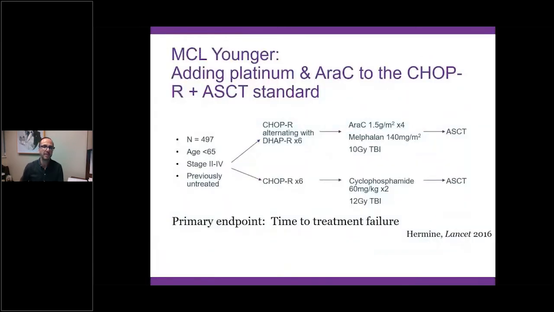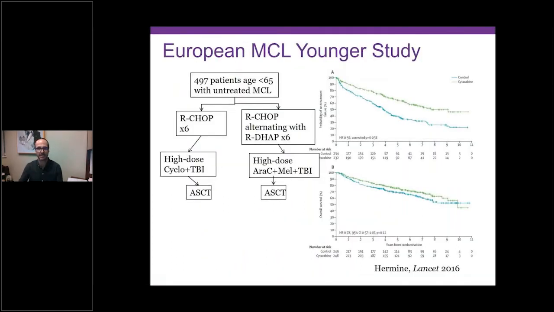But I'm going to show you one study from all of those to give you a sense of what this looks like. And that is the European Mantle Cell Lymphoma Younger Trial. So this is one of the largest clinical trials ever done in mantle cell lymphoma. This was a large European study of almost 500 patients with mantle cell lymphoma. And they were randomized to receiving 6 cycles of CHOP-R alternating with DHAP-R, followed by a transplant, or CHOP-R on its own, followed by a transplant. And these are the results of that study.